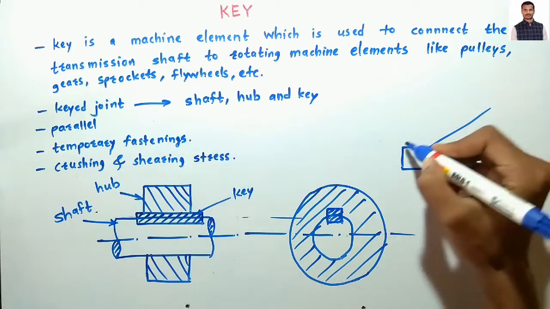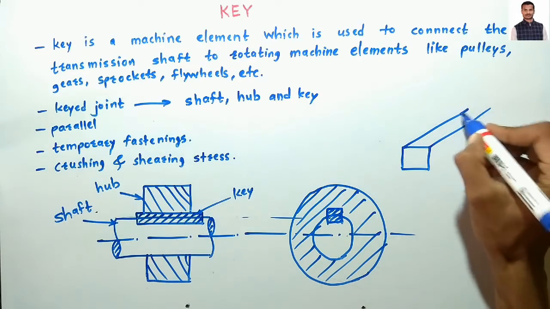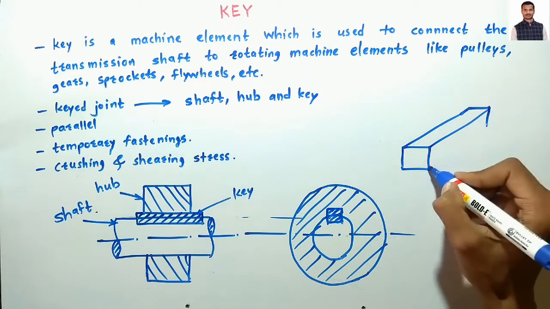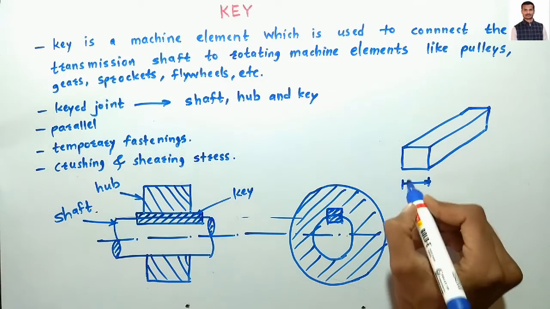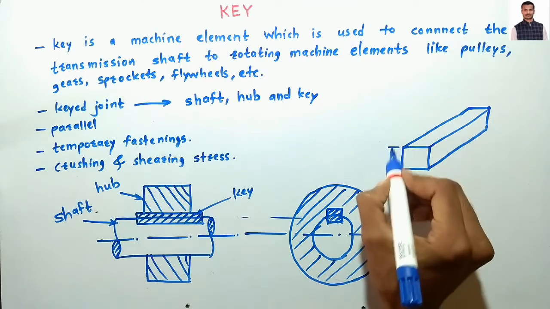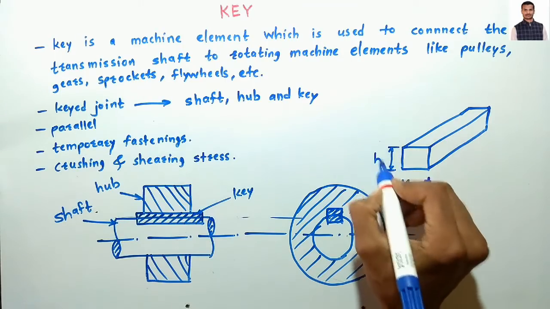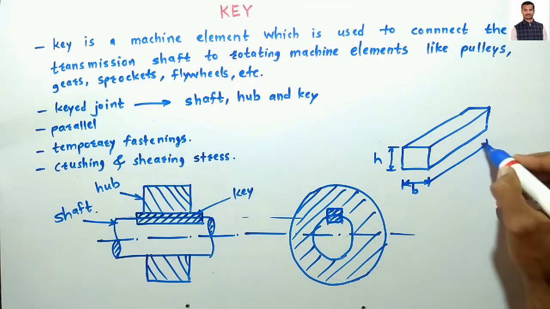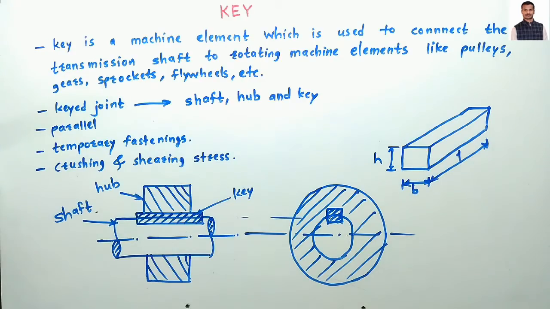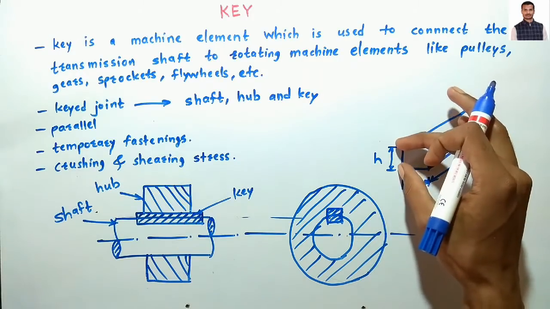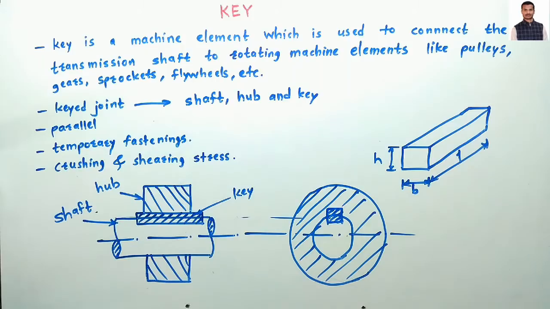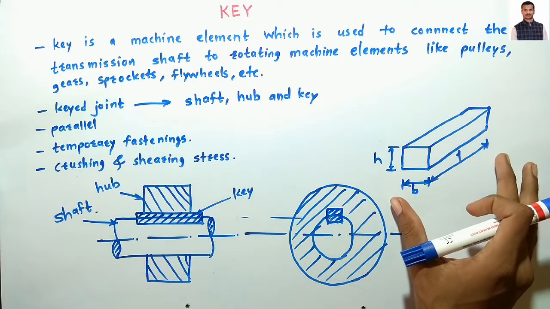Now in 3D, key looks like this. So this is a key. It is one of the small machine elements. So this is width of key, this is the height of key, and this is length of key. So key has 3 dimensions. Key has only these 3 dimensions.